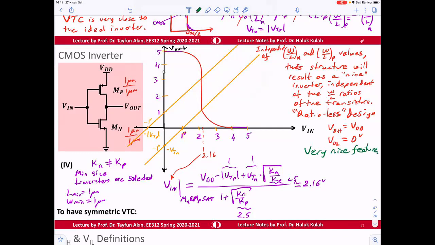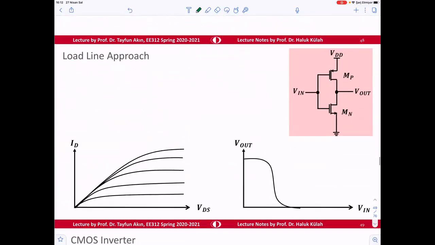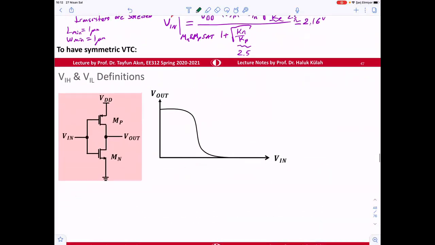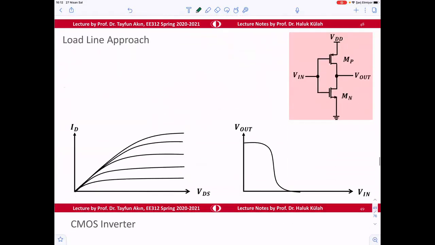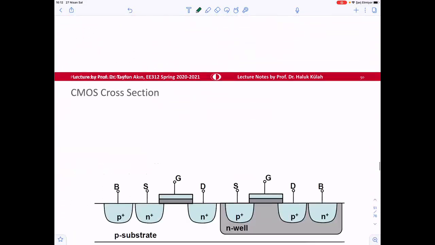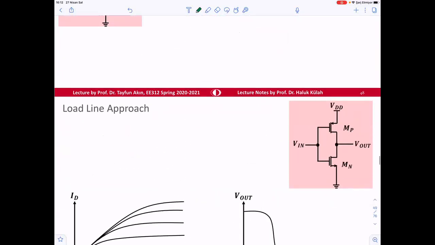Okay. So this is why today in industry, more than, I guess, 90%, 95%, everybody goes for CMOS. The definitions we can skip, but I guess we will be coming to CMOS inverters, CMOS cross-section, and power consumption issues. Later on it's going to be seen.